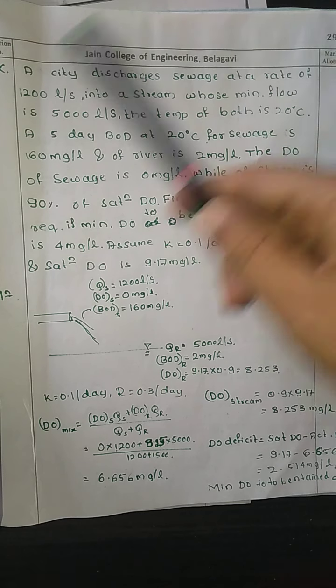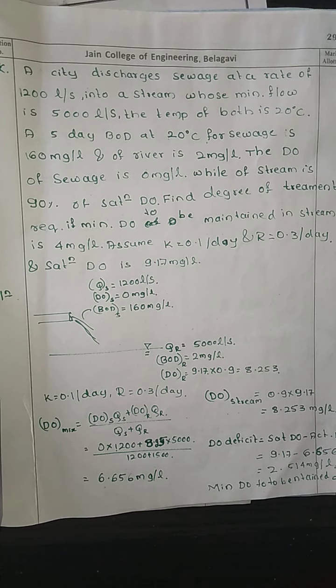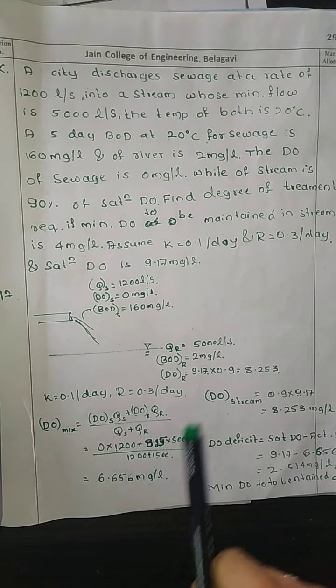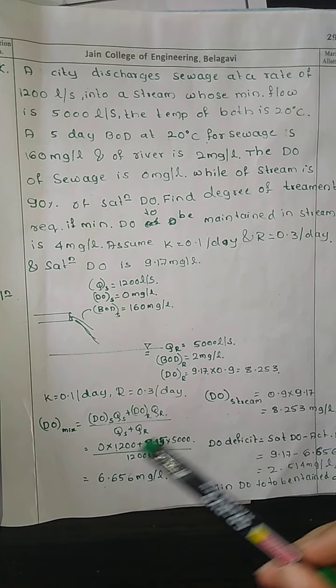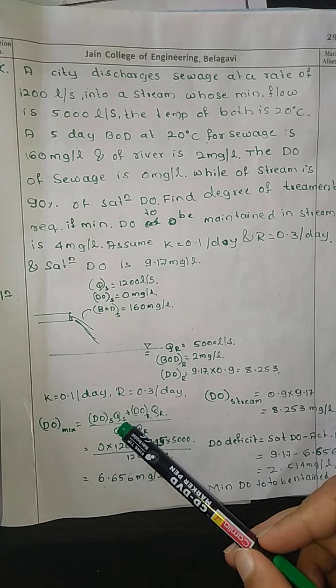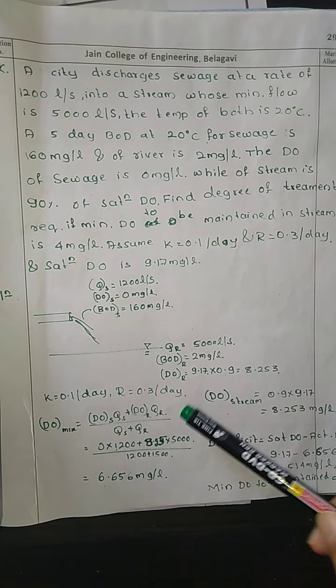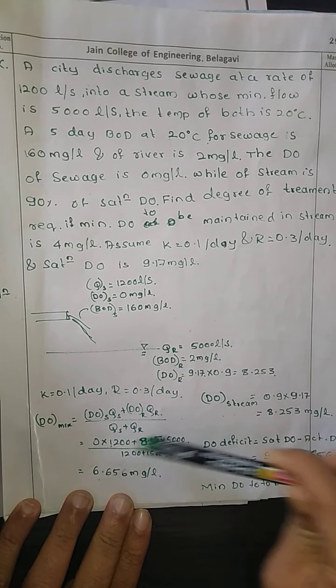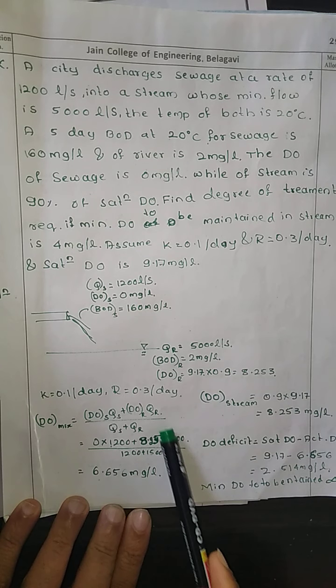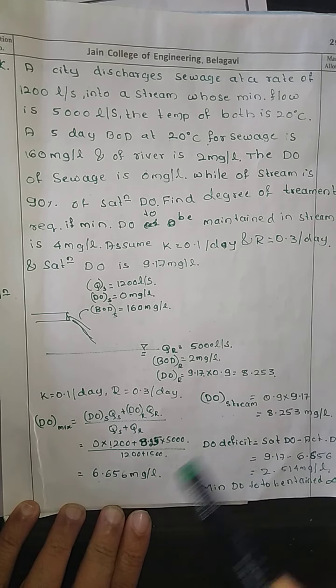So the first thing, after getting all these things, is we need to find out the DO of the mix, then D naught, then the BOD of the mix and the corresponding L naught. Now let us solve the problem. As I have told, the formula that we need to use is DO mix equal to DOS into QS plus DOR into QR divided by QS plus QR. Then after entering these values over here, we get the answer as 6.656 mg per liter.